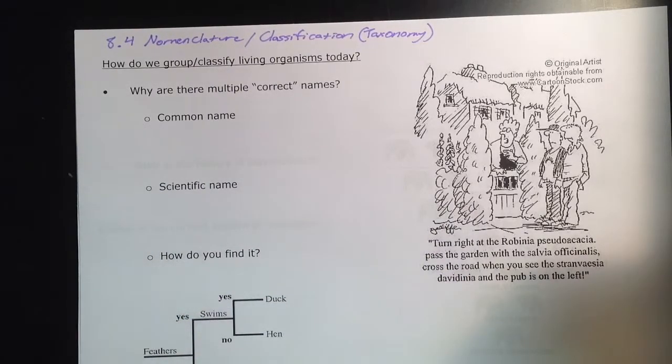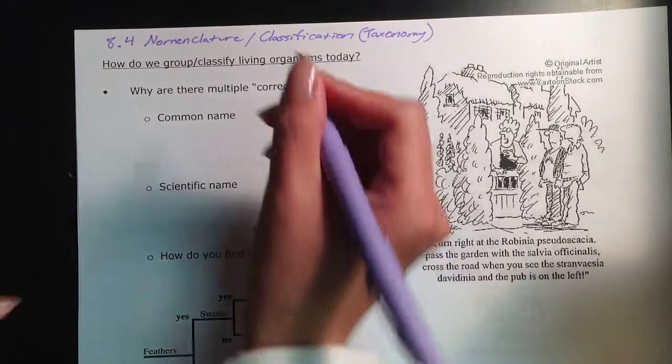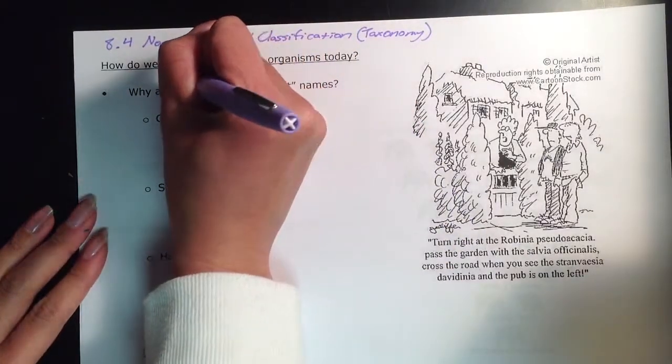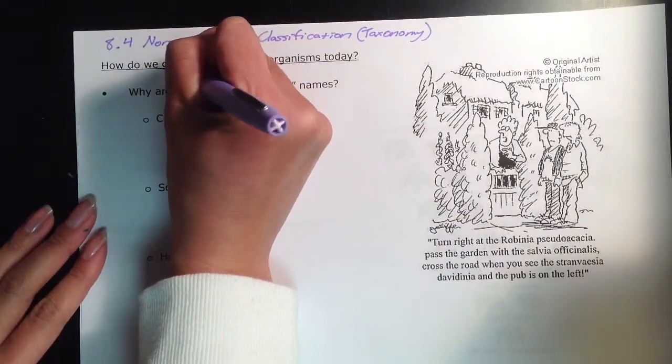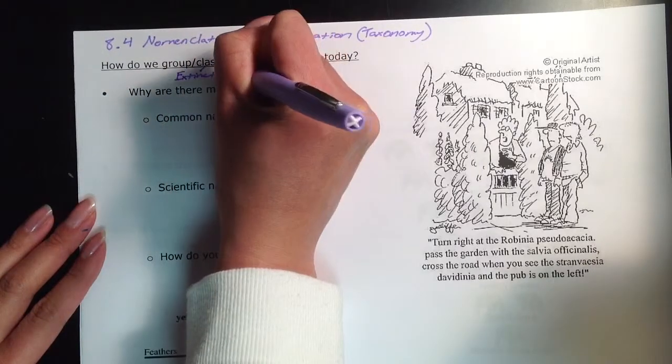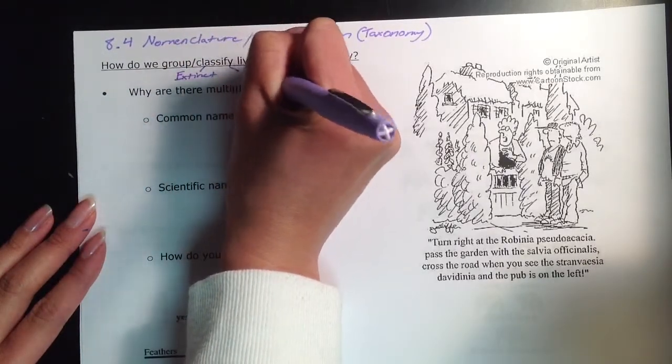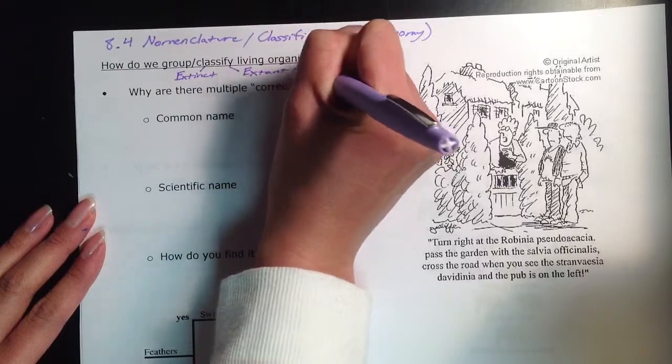So, first of all, how do we group or classify living organisms today? Remember, when we talk about living organisms, we could be talking again about organisms from the past that are now extinct. Or we can also be talking about organisms that are currently living, which are known as extant.